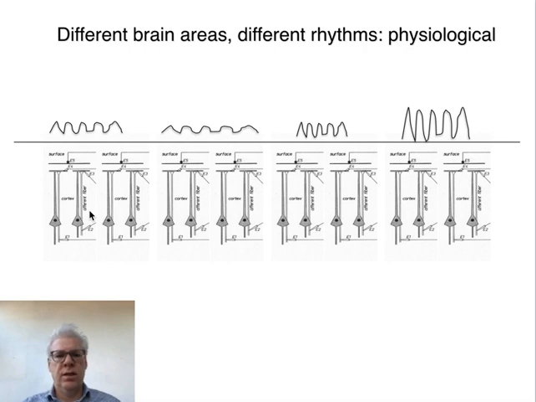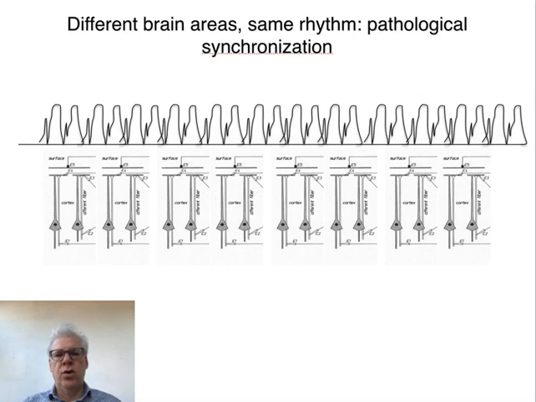That's the physiological state. If a patient suffers from a seizure, however, you may notice something like this, as for instance is the case in the patient with a generalized seizure. So all the brain areas essentially create the same rhythms. So that is during the seizure.